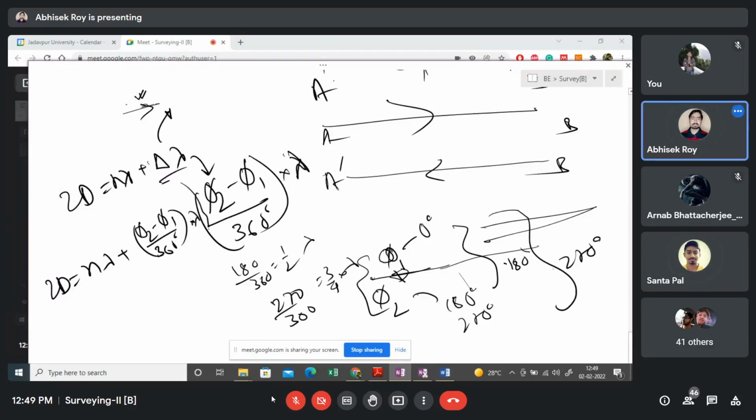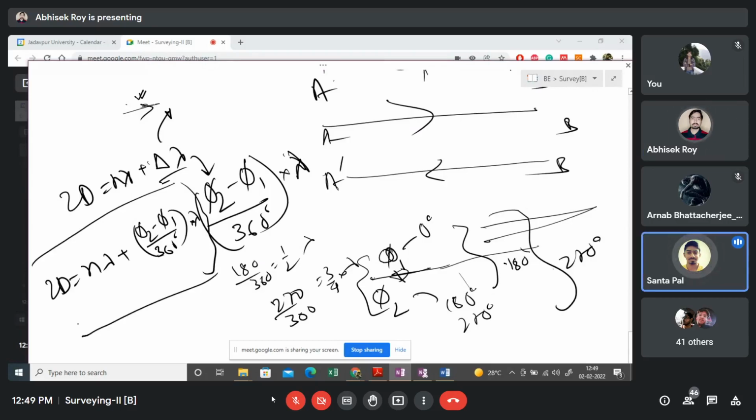Sir, I had a question. Okay, go ahead. Let's say we are measuring 100 meter using this EDM technique, and some amount of delta lambda is present. Can't we ignore that? Yes, you can, because the lambda will be very less, right? Yes. So you can do that if the lambda is very less.